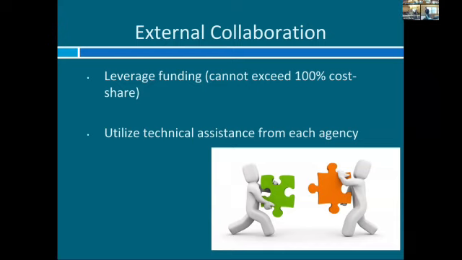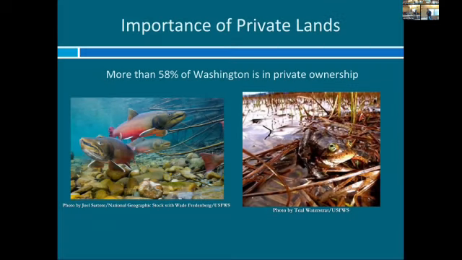We talked about external collaboration, so for the sake of time, let's skip that one. Then the importance of private lands conservation. I don't usually give this talk to a bunch of conservation organizations, where you're trying to convince people why they should care about private lands and wildlife. But more than 58% of Washington is private ownership. It's middle of the road compared to the rest of the United States, but this is a very important 58%, extremely important. I used to work in Illinois, where it's 95% privately owned, and there's a lot of potential in this 58%.